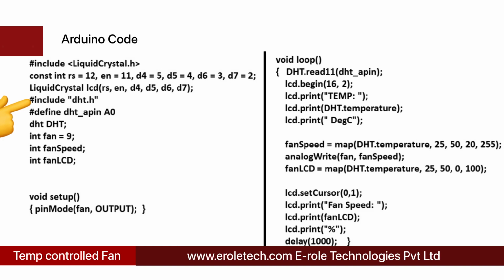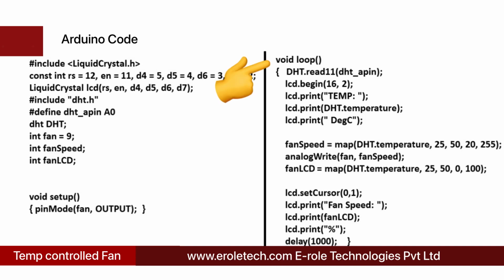Now we will include the library of DHT11 sensor. To include the library, we will write #include <DHT.h>. Output pin of the sensor is connected with pin A0 of Arduino. Fan is connected at pin number 9 of Arduino. Fan speed and fan LCD are 2 integer type variables. We will give high or low signals to the transistor connected at pin number 9, so we will make pin number 9 an output pin.